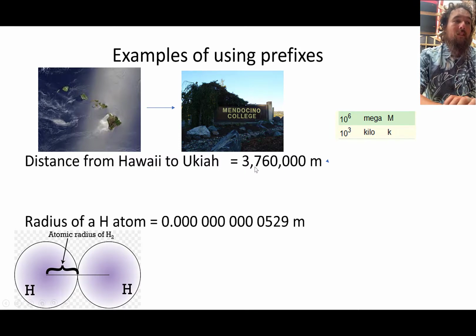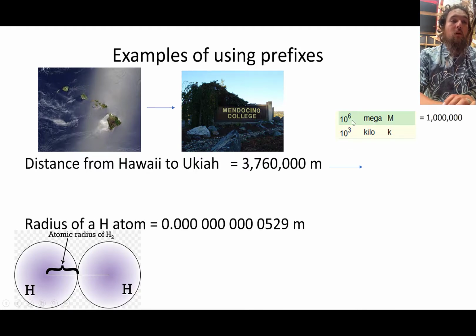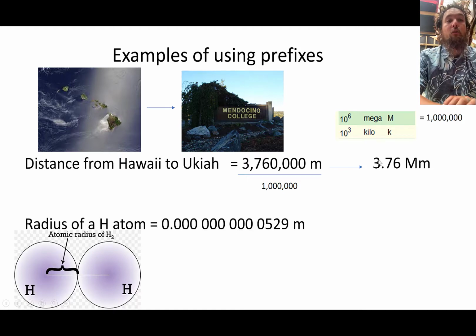For the top one, the distance from Hawaii to Ukiah, you can see that we have 3,760,000 meters. So we can either use the mega prefix or the kilo. Let's go ahead and use the mega prefix. 10 to the 6, which I'll talk about in a later video, is equal to 1 million. So 1 megameter would be equal to 1 million meters. In this case, we divide our value by the million, and that tells us that the distance from Hawaii to Ukiah is 3.76 megameters.